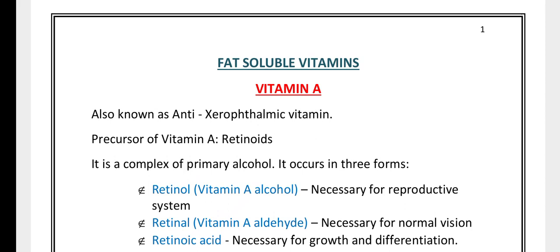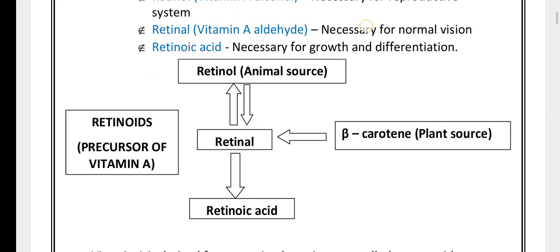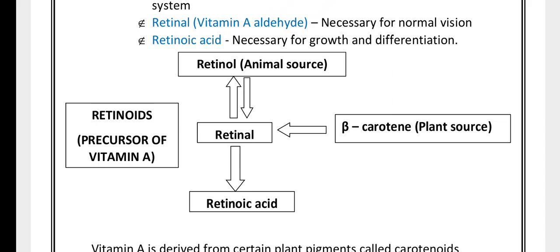So the first form, that is vitamin A alcohol, retinol, is necessary for the reproductive system. And the second form, retinal, is necessary for normal vision. And the third form of vitamin A is retinoic acid, and it is necessary for growth and differentiation. So this is the flow chart of three forms of vitamin A.